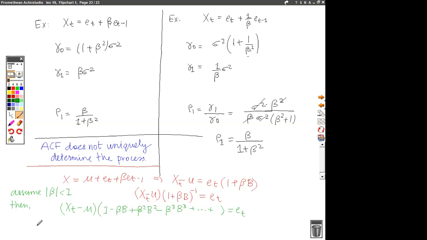So let's say if I expand this now, if I multiply this bracket every time, what will I get? Let me see. So X_t minus mu times 1 is just X_t minus mu. Then I have minus beta B, so I will write minus beta, and instead of B, I know B times X_t is X_{t-1}, and B times mu is just mu. Then I have plus beta square X_{t-2} minus mu, and so on, ultimately equal to epsilon_t.